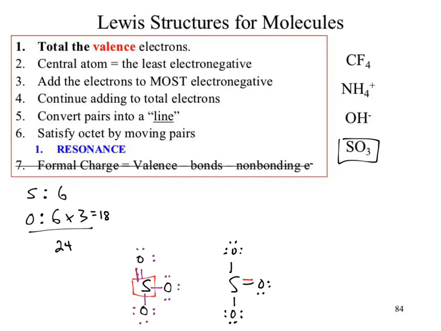Yes, the octets must still all be satisfied. The whole point of resonance is saying I can draw another structure that is exactly the same but different. Is there another way I could have drawn this? What is that other way?